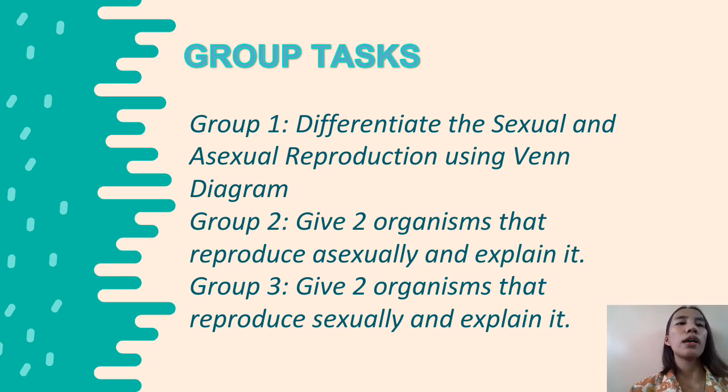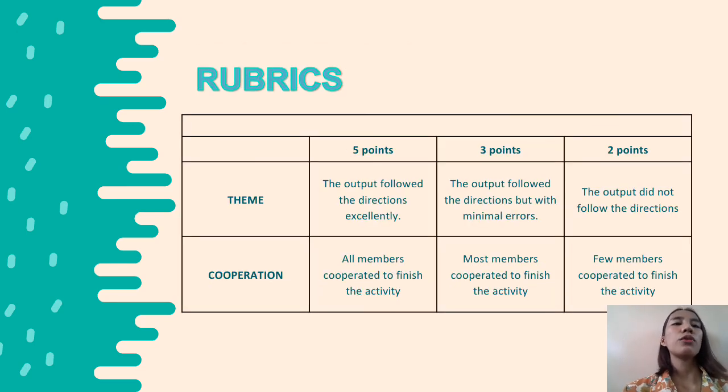I will give you 8 minutes to finish your work, and I will choose one member of the group to represent the work. Okay? So you will be graded based on these rubrics. The team, 5 points: the output follows the direction excellently. 3 points: the output follows the direction but with minimal errors. 2 points: the output did not follow the direction.